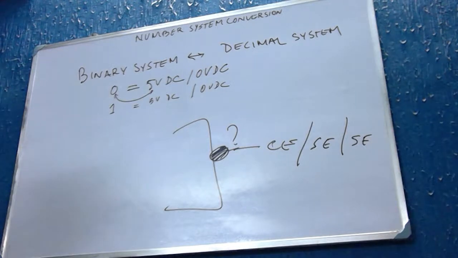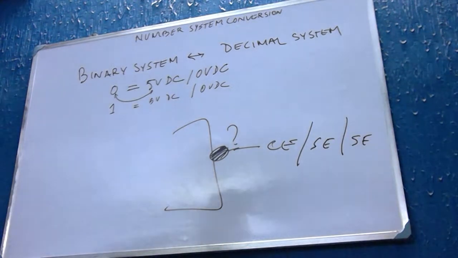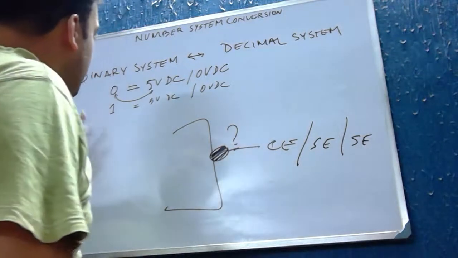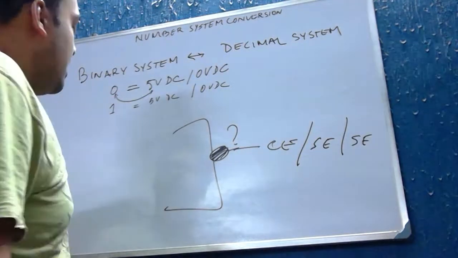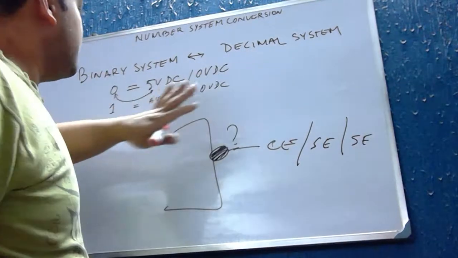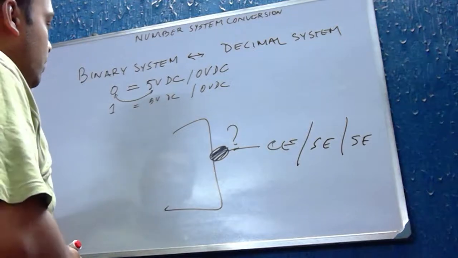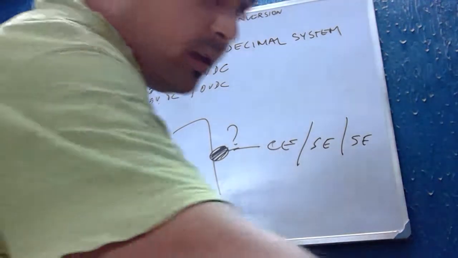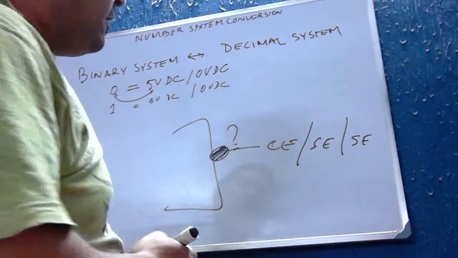So now, what is the solution to this particular system, right? So I'm going to discuss the binary system to the decimal system, 0 volt, 5 volt conversion. So how do you convert a binary logic level to a decimal logic level, right?